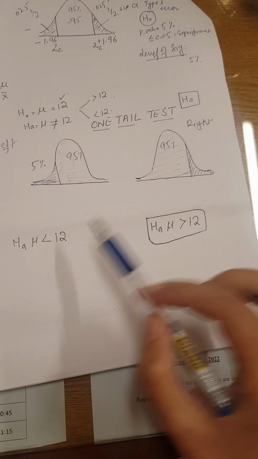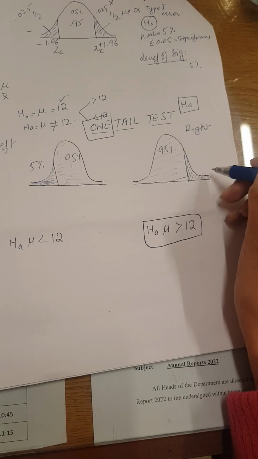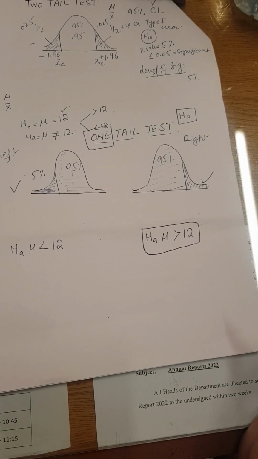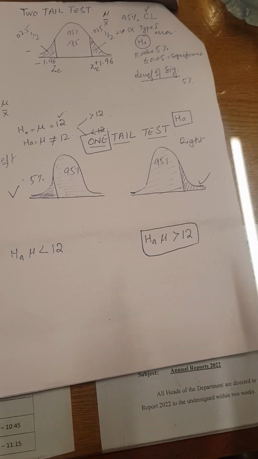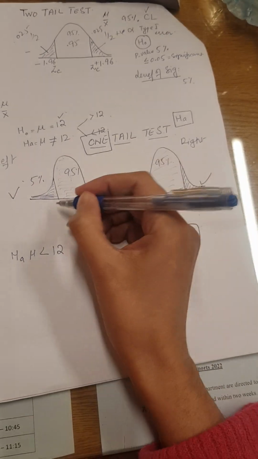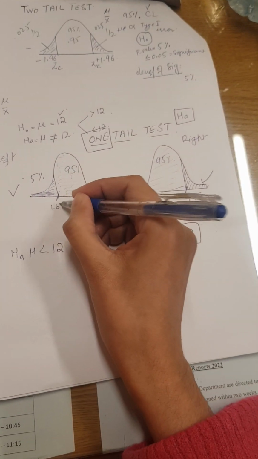So obviously in both these scenarios, the one-tailed test will be used, as we are using only one tail here and one tail here. And another very important thing is that in both these scenarios, the critical value will be 1.65.